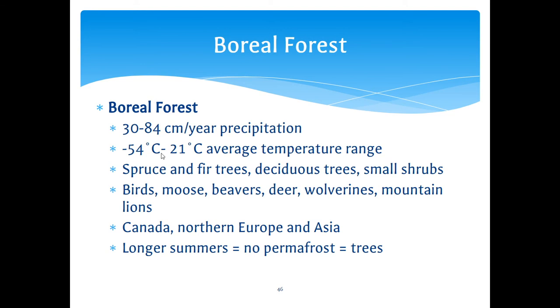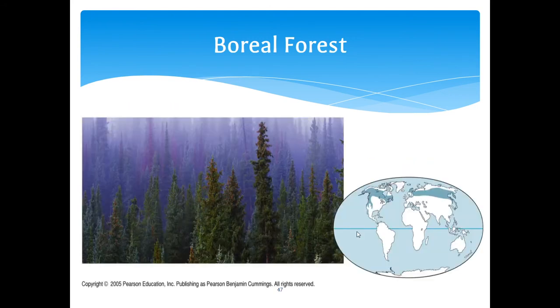You got negative 54 degrees Celsius to 21 degrees Celsius. That's not a negative, it's just a dash. So 21. So we're getting close to the 70-degree mark for the highs. Spruce and fir trees, deciduous trees, which we have those here in the Midwest. Small shrubs. You have birds, moose, beavers, deer, wolverines, mountain lions, some of which we have, again, Canada, Northern Europe, and Asia. They have longer summers, no permafrost, which means trees can start to grow. And that's what we see there.